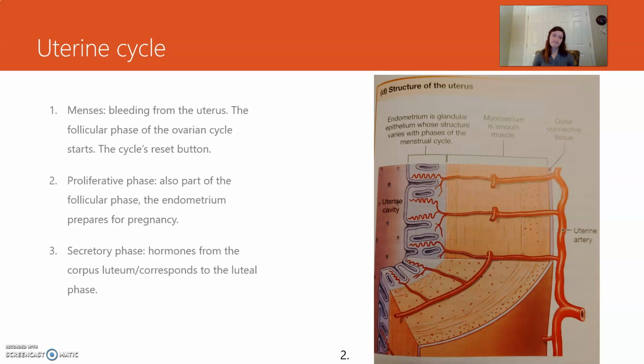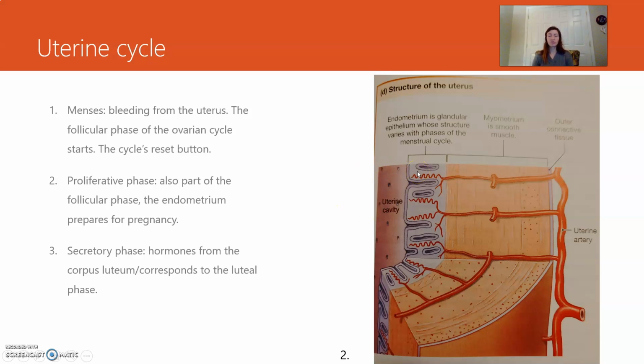And this is the cycle's reset button. It also matches with the follicular phase of the ovarian cycle. And like I said, this is the reset button. The goal of the reproductive system is to get pregnant, and when it doesn't, it has to start over because, gotta give it another try. So this is how it starts over.